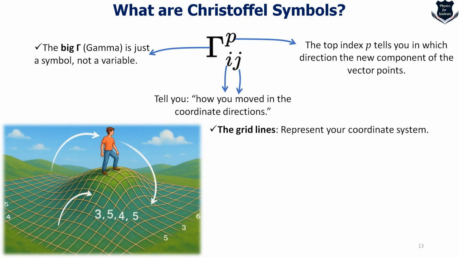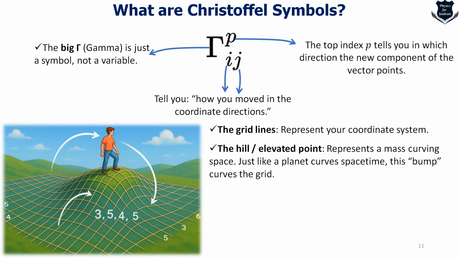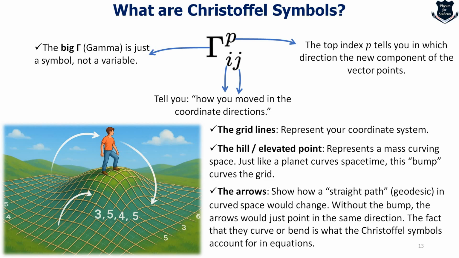So the grid lines actually represent the coordinate system. On flat space, they would be straight and uniform. In this image, you can see the grid bending around the hill. That bending is exactly what Christoffel symbols measure. And the hill, the elevated point, represents a mass curving space. Further, you can see the arrows show how a geodesic, a straight path in curved space, would change. Without the bump, the arrows would be fairly straight. The fact that they curve or bend is what the Christoffel symbols account for in the equation.